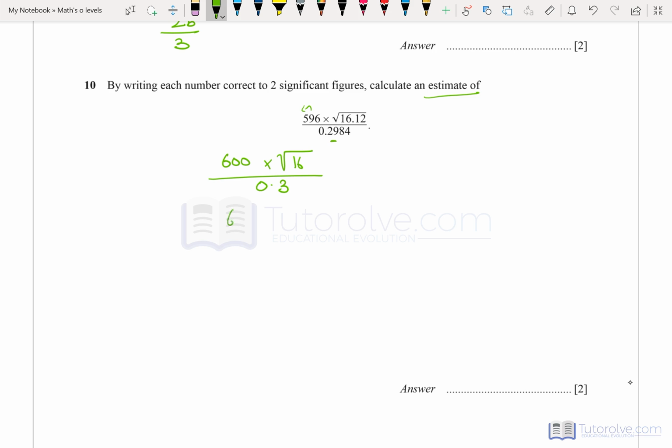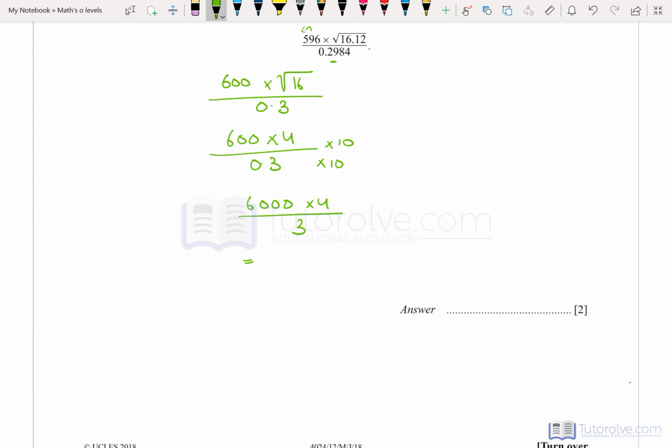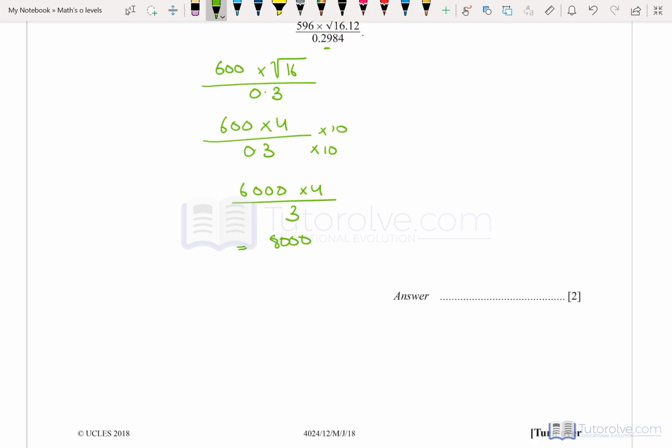So under root 16 is a 4. And we have a 0.3. Basically, to remove this point here, you can multiply this by 10. You have 6,000 into 4 divided by 3. You can simply multiply and divide, and your final answer is going to be 8,000.